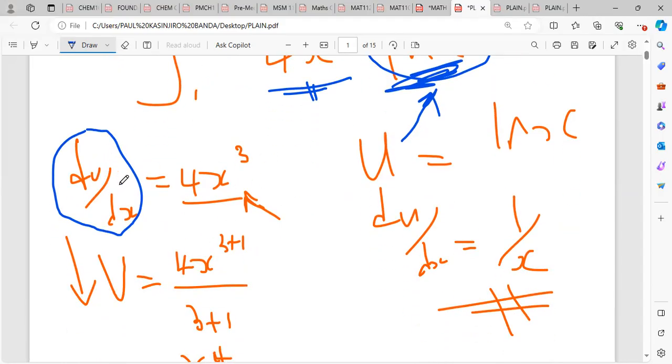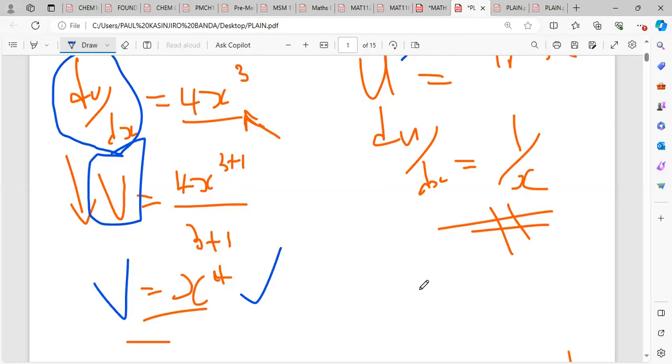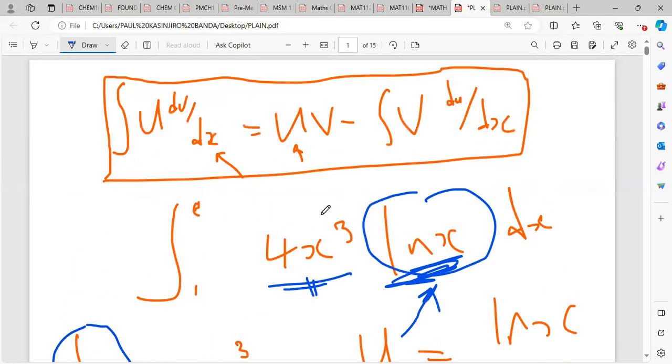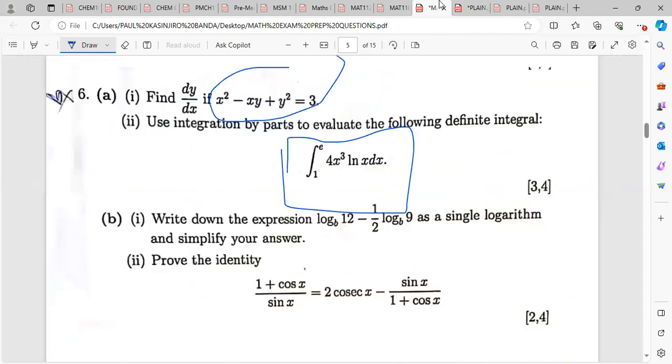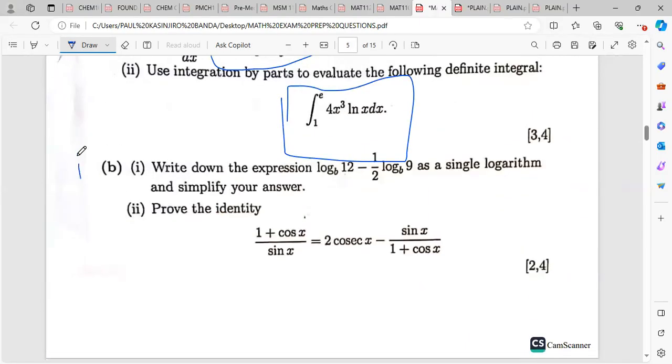Then from the du dx, we are going backwards now. We are going back to the v there. How do you do that? You integrate this, and we found that. So we have our v there, we have our du dx there, we have our u there, and we have our dv dx. Then you just get those and put them into that formula. That's all. Okay, so let's solve these two questions, then we can call it a day.